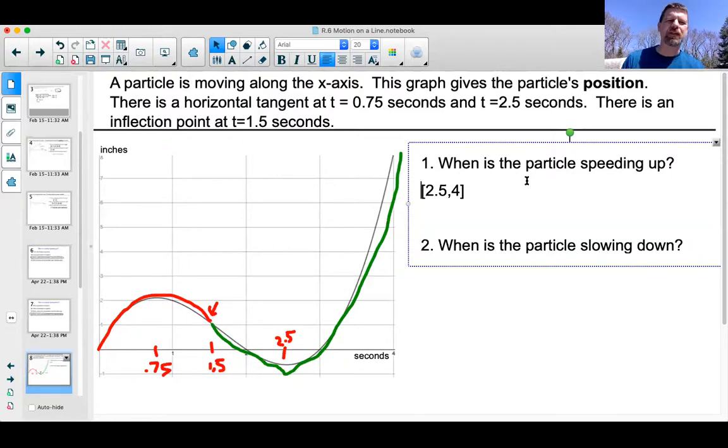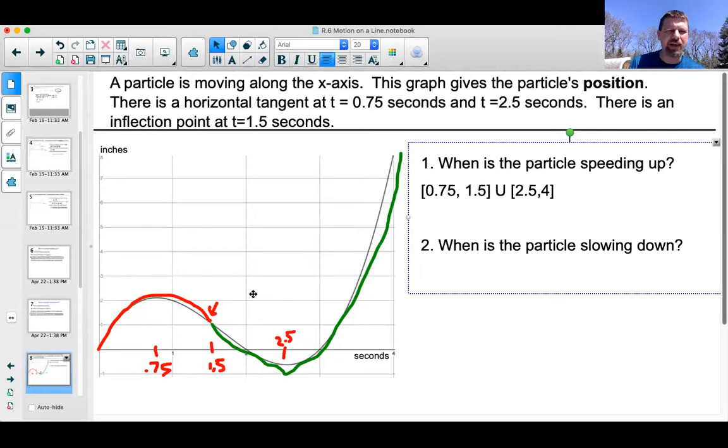It's also speeding up when the velocity and concavity are both negative. Here I've got a negative concavity. A negative velocity would be a negative slope. That happens during this section right here from 0.75 to 1.5. So I'm speeding up actually over 2 intervals, from 0.75 seconds to 1.5 seconds, and from 2.5 seconds to 4. Slowing down is going to be the exact opposite of that, right?